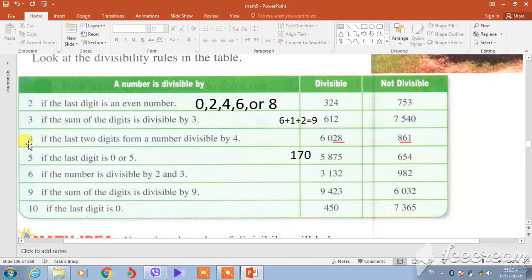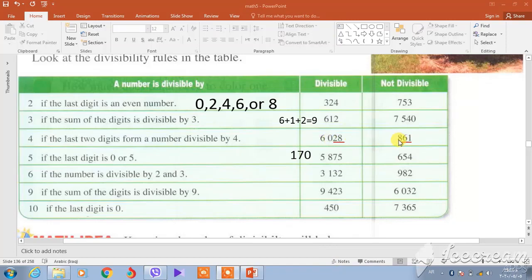The rule for 4: a number is divisible by 4 if the last two digits form a number divisible by 4. What do you mean by the last two digits? We have 6028. Is it divisible by 4? How do you know? Just look at the last two digits. In the last two digits we have 28. Is 28 divisible by 4? Yes, because 28 divided by 4 equals 7. So 6028 is also divisible by 4.